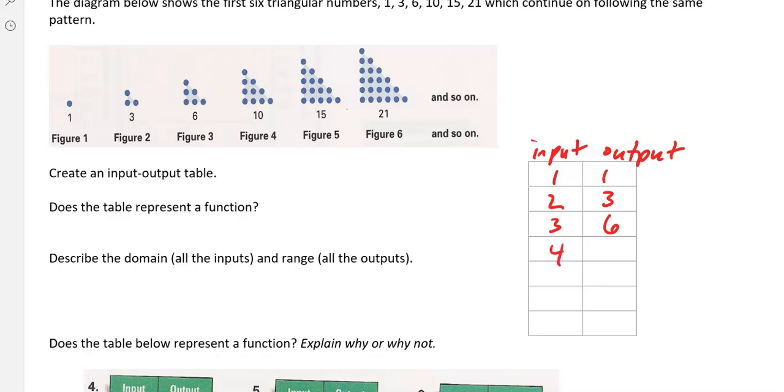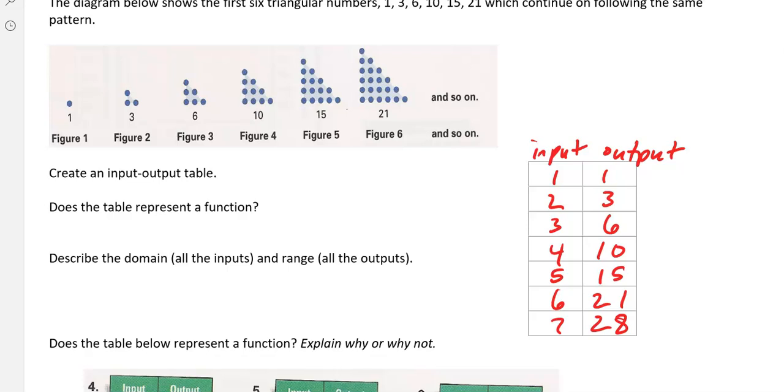In the fourth figure, the output is 10. In the fifth figure, the output is 15. In the sixth figure, the output is 21. And if we were to continue, the seventh figure, we would add, well, I'll let you figure that out, but the next number would be 28. Okay? So, that's our input-output table.